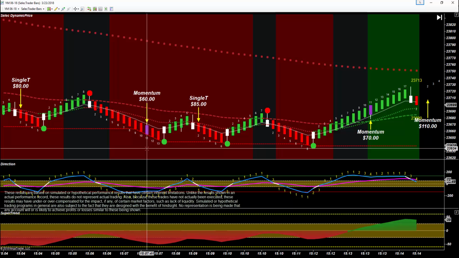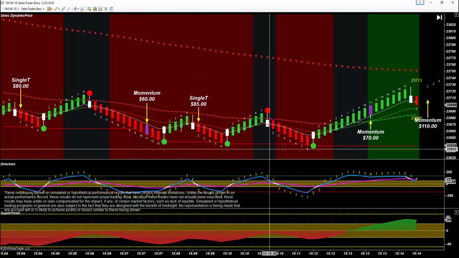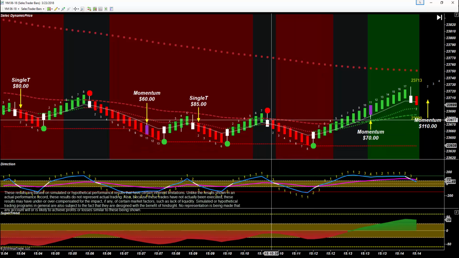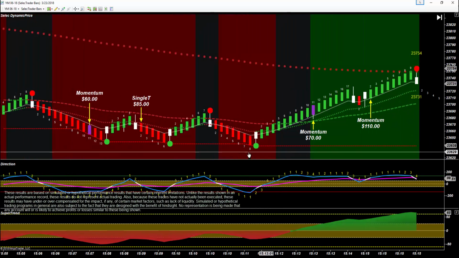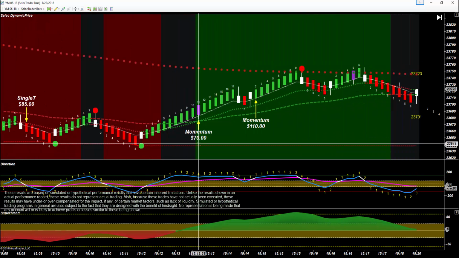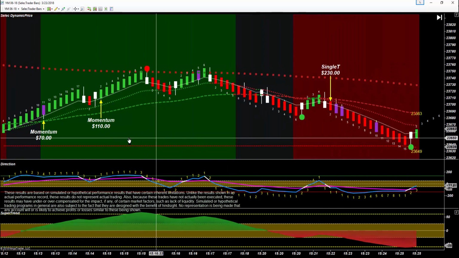This is at 15:07. Quick profit target, followed by a single T short for profit target plus a tick. We miss out on this dot trend because our blue line doesn't cross until bar 3, which is too late for us. Then we have a momentum long on the way back up for profit target plus a couple extra ticks, followed by another momentum that grabs about 8 extra ticks, trailing at the red DPI.